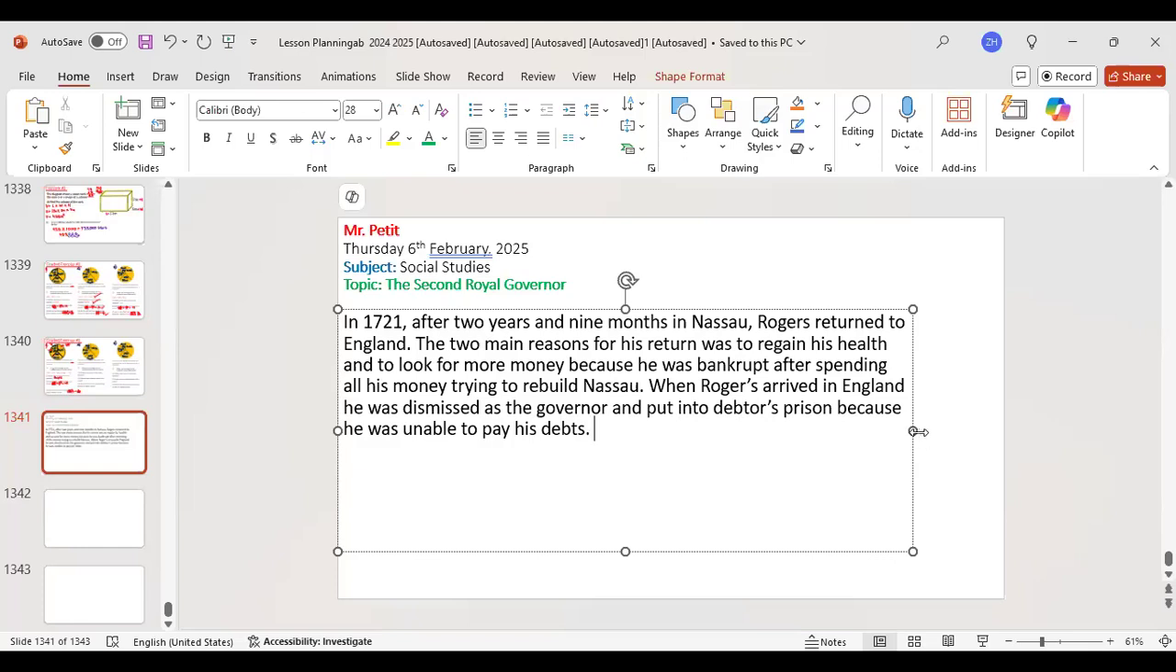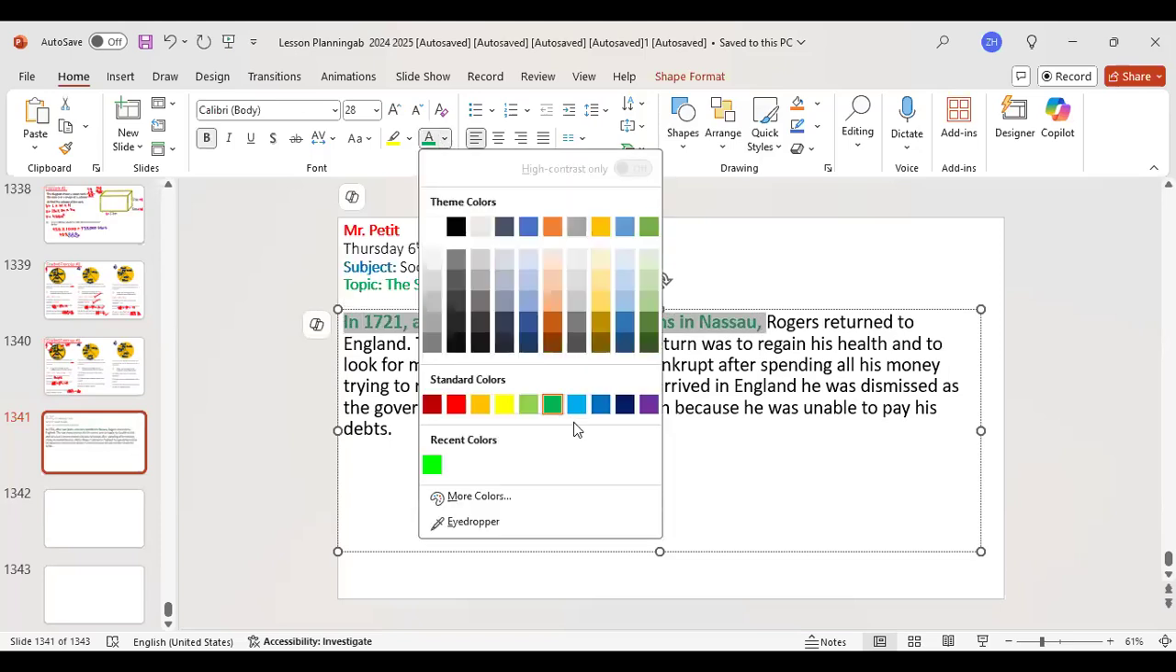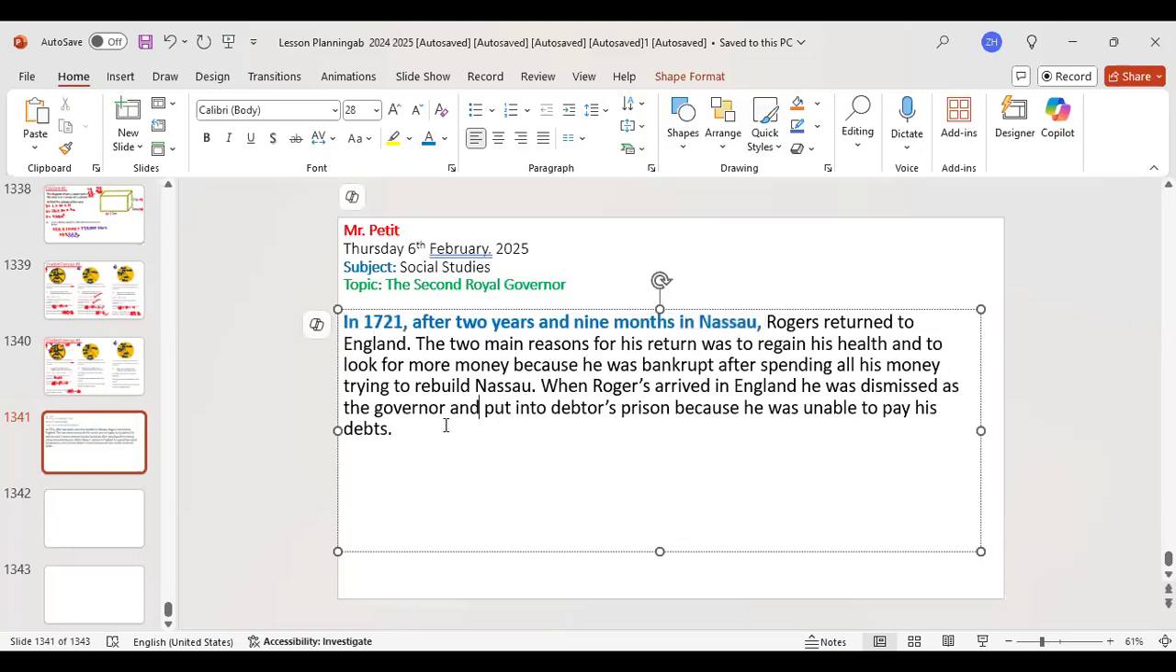So how long did Woodes Rogers stay in Nassau before he returned to England? 2 years and 9 months. Why did he return to England? What's the reason? He had to pay off his debt, and what else? To regain his health. Very good. So he had to regain his health, and he had to pay off his debt, right?